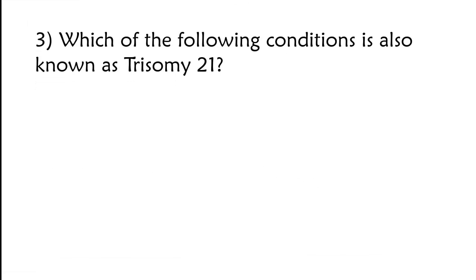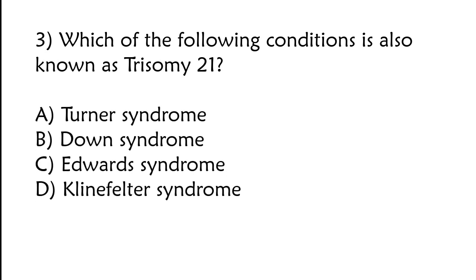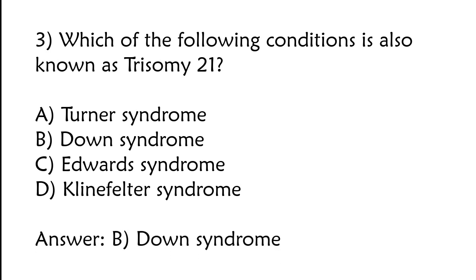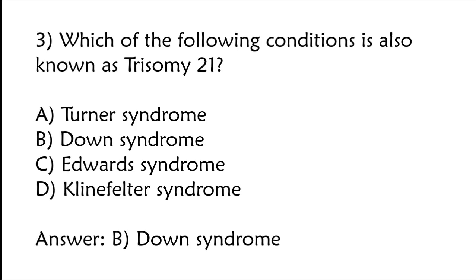Which of the following conditions is also known as trisomy 21? Turner syndrome, Down syndrome, Edwards syndrome, Klinefelter syndrome. The correct answer is option B, Down syndrome.